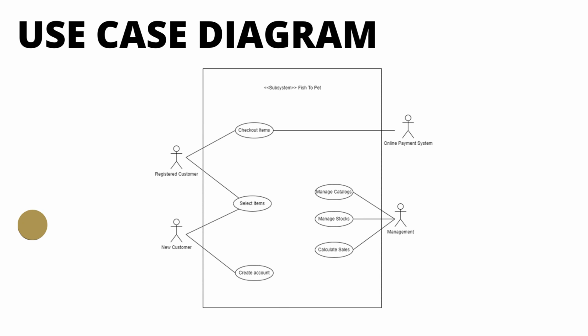This will be the use case diagram for our Fish to Pet system, and also we can see that it's our project scope. There will be 4 stakeholders in our system. The first one, registered customer, new customer, online payment system, and the last one is management.